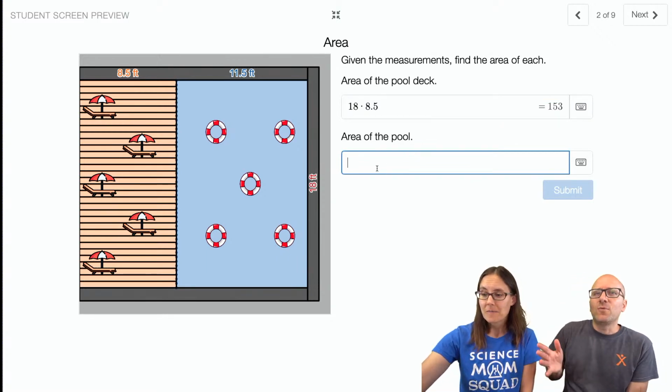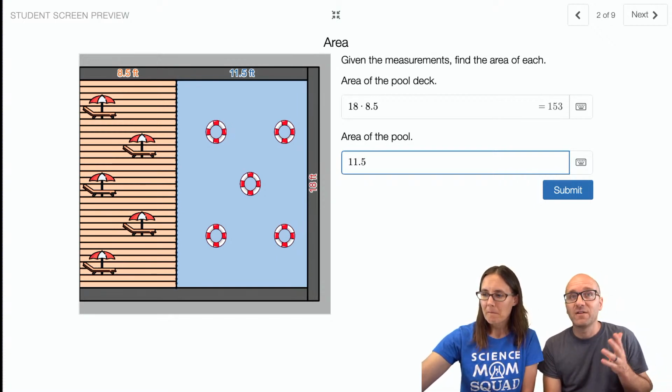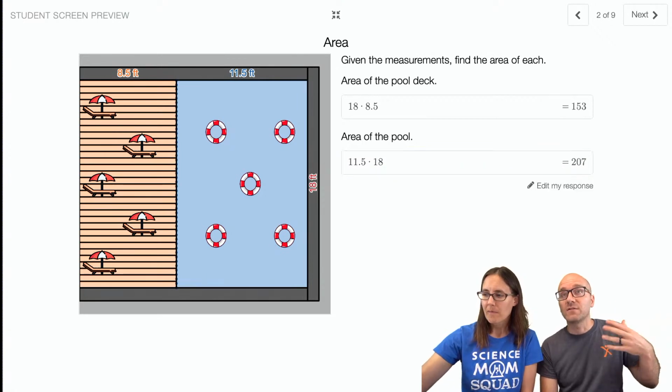That's right, and I like that you added the units there. Unfortunately, I didn't put units in this problem, but since we multiplied feet by feet, we're going to get feet squared.